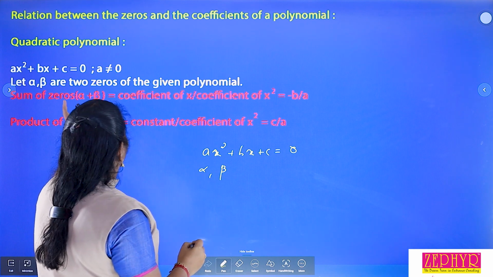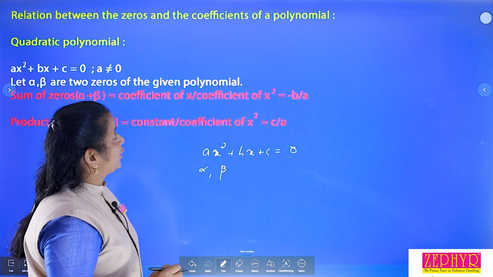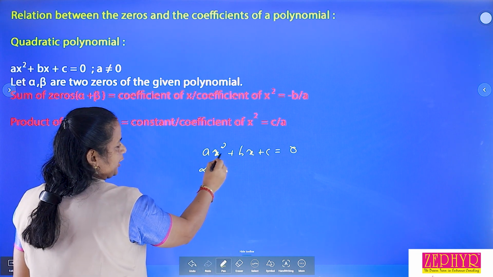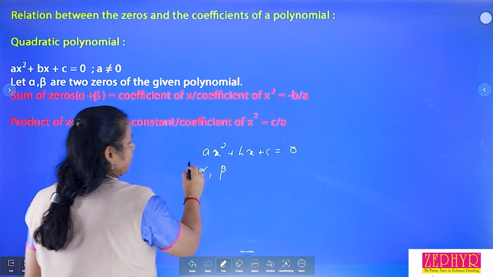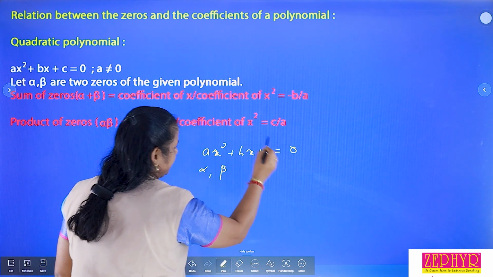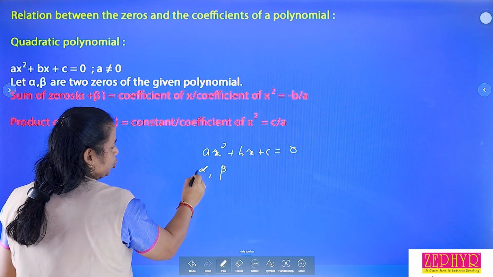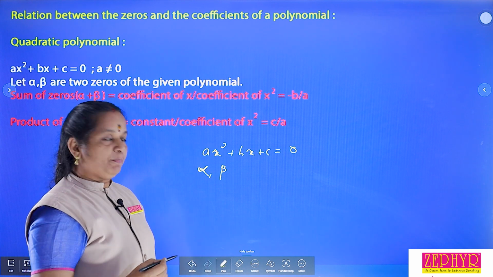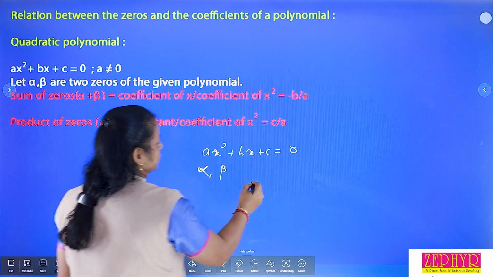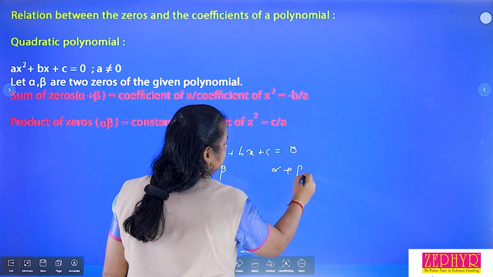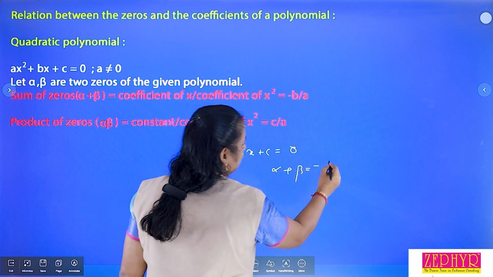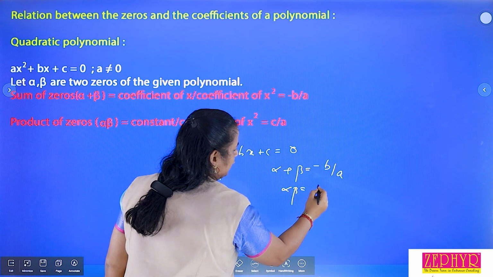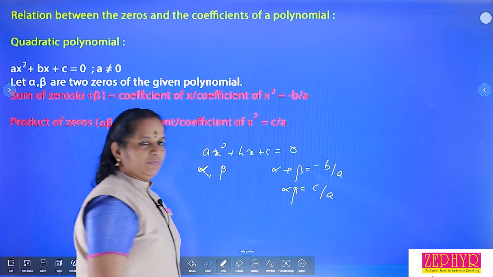So here we discussed the relationship between the zeros and coefficients of this polynomial. In this case, ax square plus bx plus c is a quadratic polynomial or quadratic equation. There are two roots or two zeros. We represented them by alpha and beta. Then what's the relation between these roots? Alpha plus beta, the sum of the roots, is equal to minus b by a, and the product of the roots is equal to c by a.